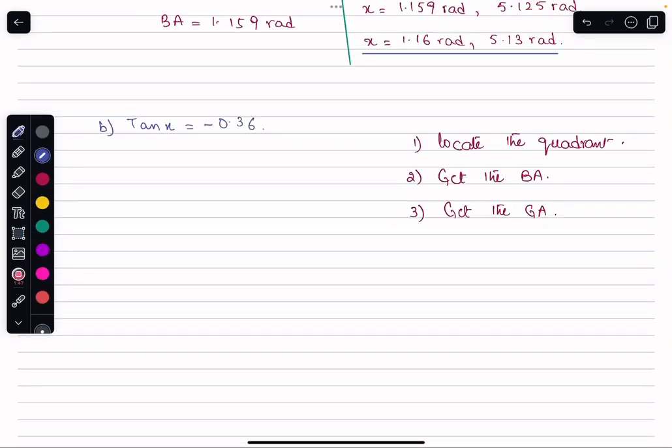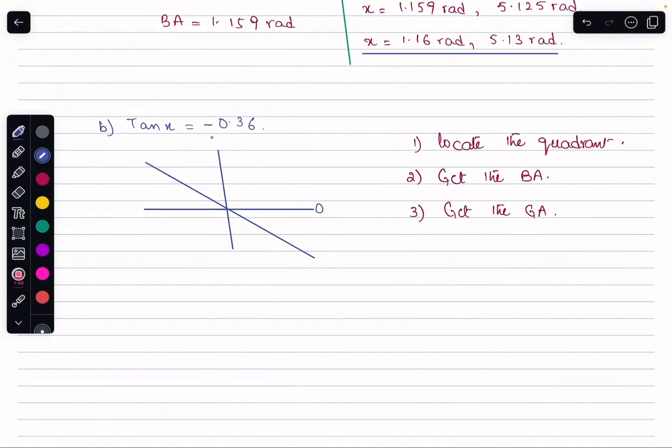So tan of x equals negative 0.36. The first step is to locate the quadrant. I can see that my tangent value has a negative sign, so I have to see in which two quadrants the tangent ratio is negative. We know that the tangent ratio is negative in the second quadrant and in the fourth quadrant. So these are the two rotations in the second and the fourth quadrant. I have located the quadrant.